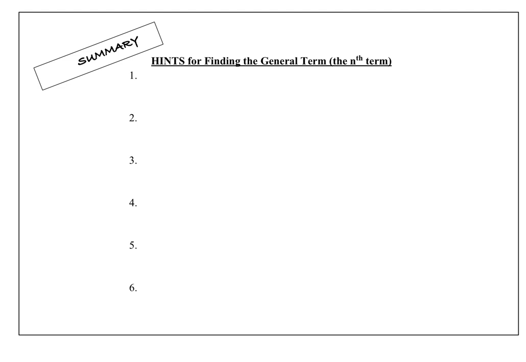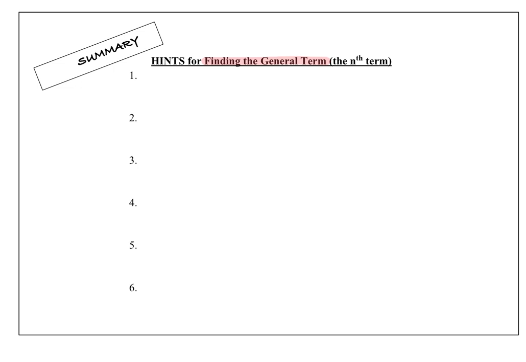Now that we have looked at several examples where we have been given a sequence and we're trying to find the general term, let's put together a list of hints that will help us with this process. Now remember, when we say we are finding the general term or the nth term, that means we're writing a formula that will generate the sequence of numbers.